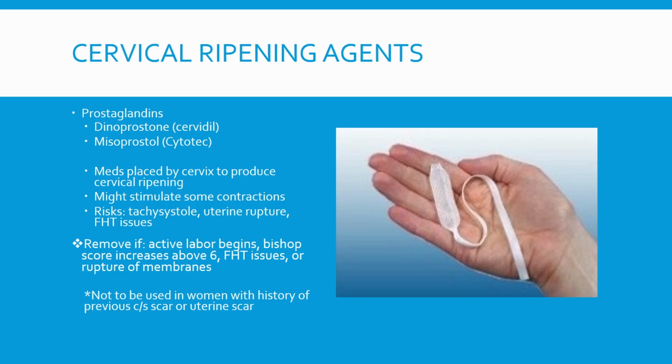Some risks with using either of these would be that it could cause tachysystole, too many contractions. It could cause uterine rupture, the uterus to rupture. It can also cause fetal heart tone issues because we're causing contractions. Every time we contract, it cuts off that oxygenation to our fetus. Because of the risk of a uterine rupture, it is not to be used in women who have a history of a previous scar on their uterus. So patients that have had a C-section or any other incision into their uterus are not candidates for these cervical ripening agents.